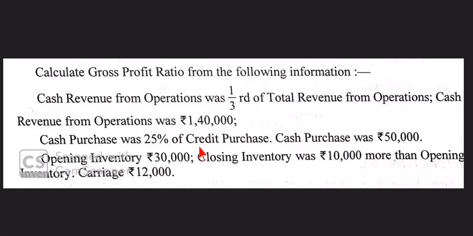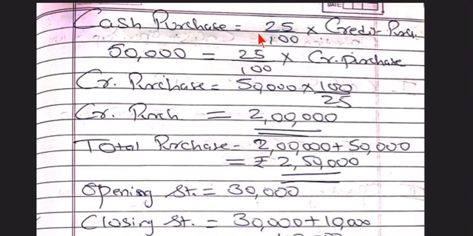Now to calculate the value of purchases. Why are purchases required? Because in the formula of COGS, we need what? Opening stock plus purchase plus direct expense minus closing. So that's why, as purchase is not given in total, we have to calculate the value of total purchase. So cash purchase is 25% of credit purchase and cash purchase is given 50,000. See. So cash purchase is 25% of credit purchase. Cash purchase is how much? 50,000. 25% of credit purchase. So for credit purchase, by doing again the cross multiplication, I calculated the value of credit purchase.